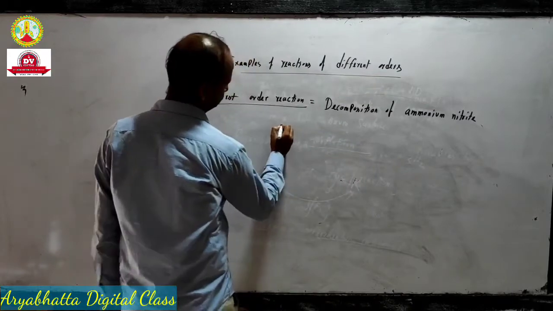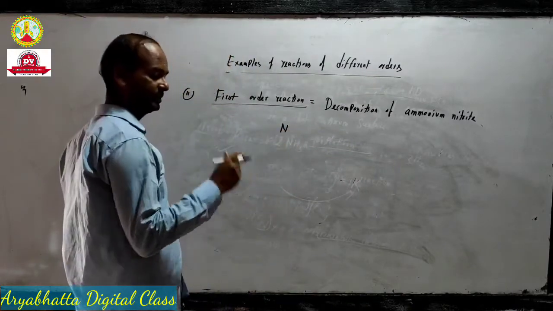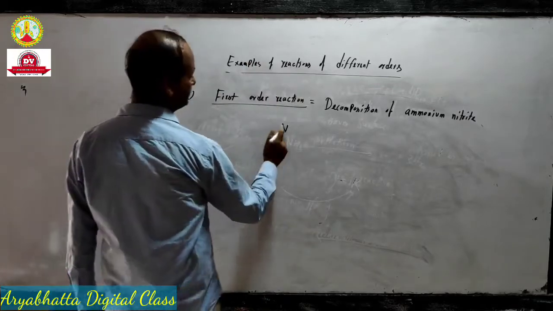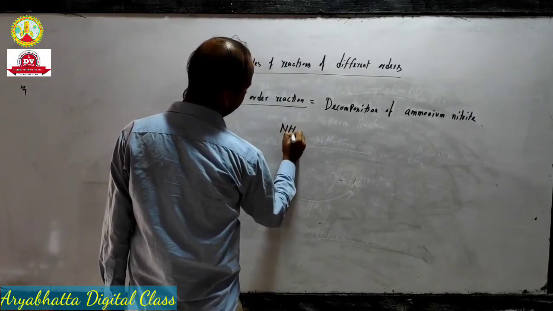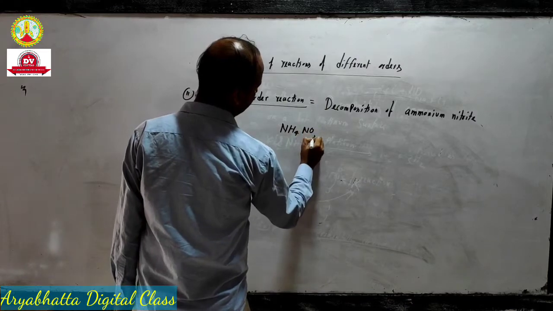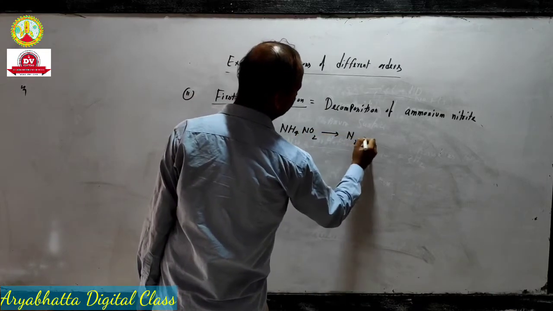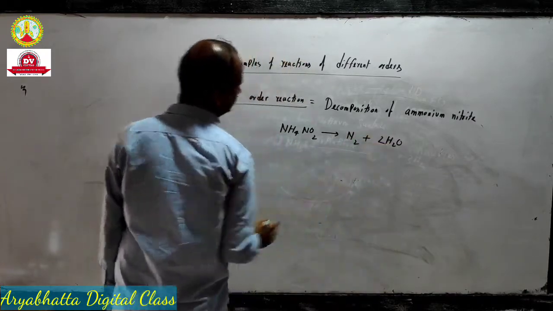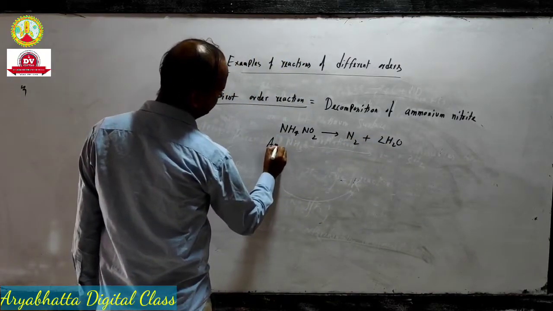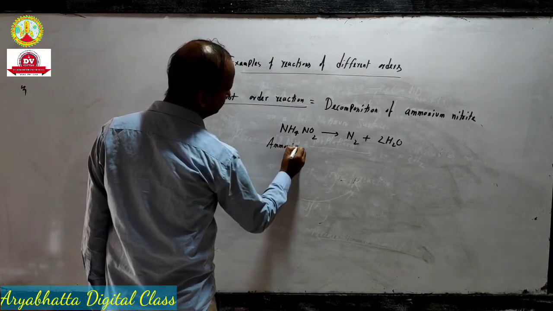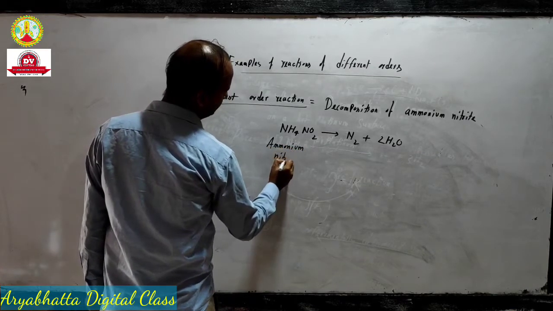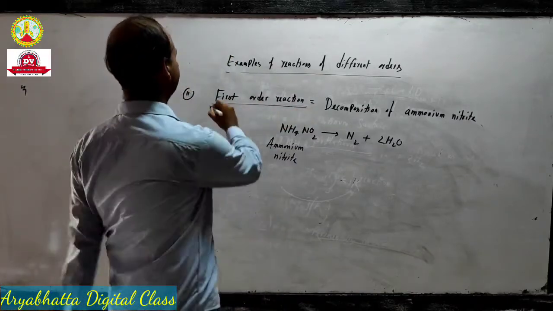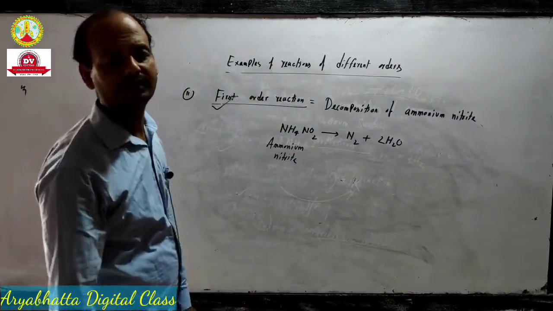Okay, I have shown this reaction in previous classes. मैंने ये reaction तुम्हारे previous class में भी दिया था. ये ammonium nitrate का देखो reaction. Again I repeat, देखो this is ammonium nitrate. When it decomposes, it gives nitrogen and what? Nitrogen and water. Okay, this will be 2. Decomposition of ammonium nitrate is an example of first order reaction.